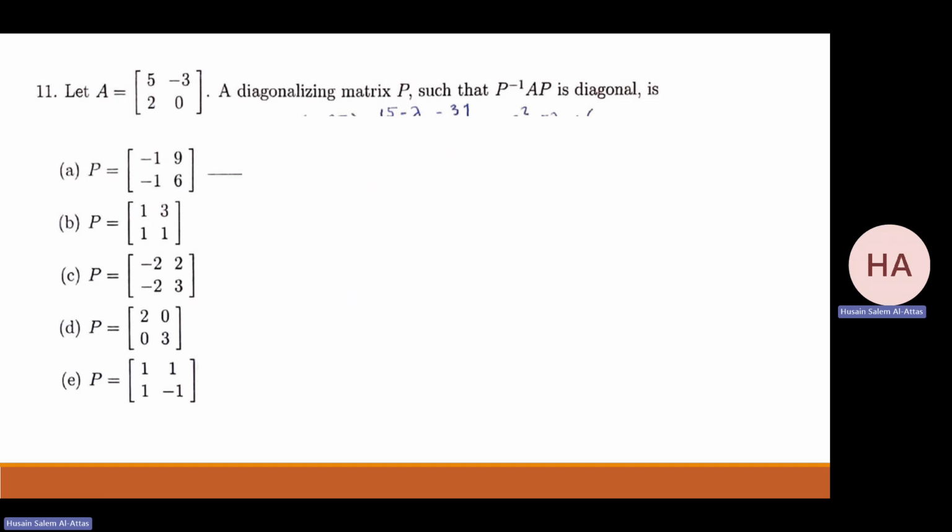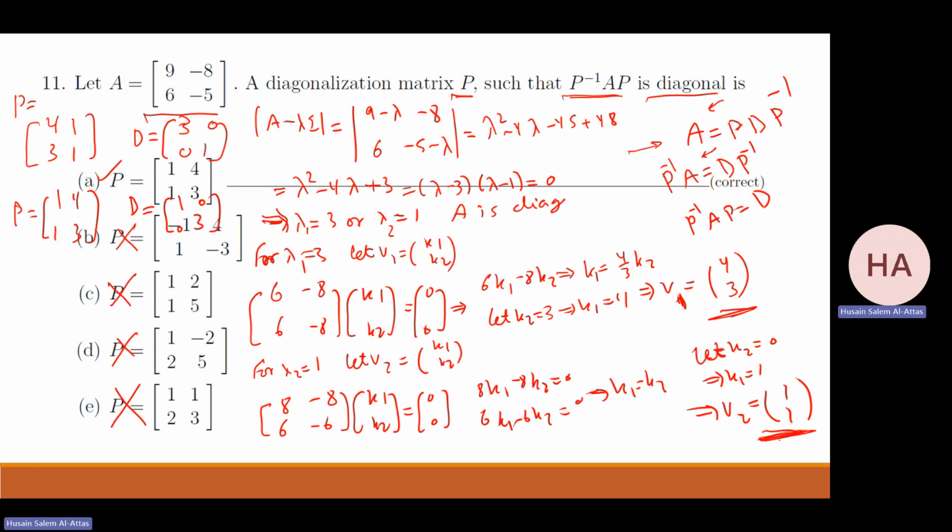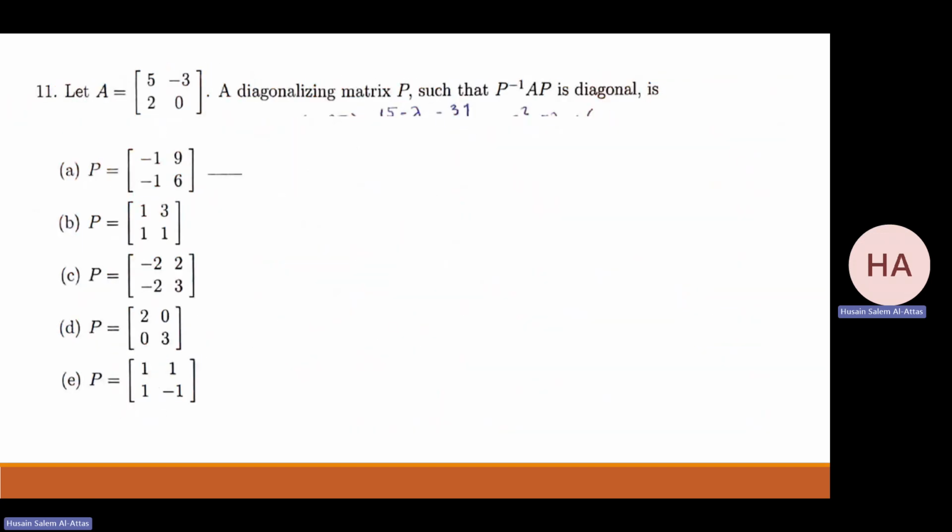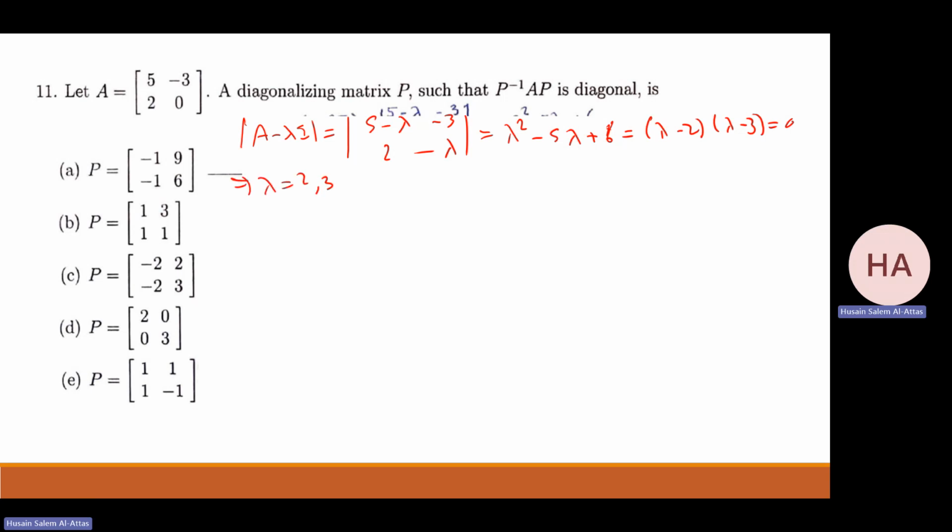Same thing. I need P inverse AP is diagonal. So let me do the calculation. Yeah, I will do A minus lambda I. That give me what? 5 minus lambda, minus 3, 2, minus lambda. So I have lambda square minus 5 lambda plus 6. And that give me lambda minus 2 times lambda minus 3 equals 0. So I have lambda equal 2 and 3. So for sure A is diagonalizable.